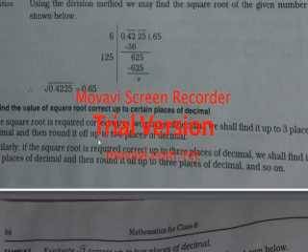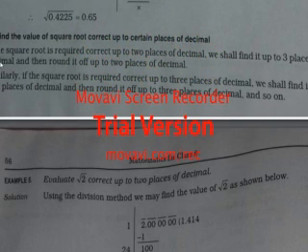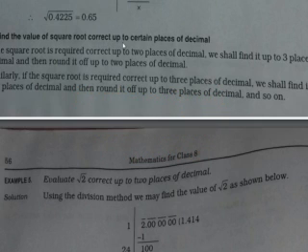Okay, so now here some notes are given. Let's see. Here it has been said to find the value of a square root correct up to certain places of decimal. If the square root is required correct up to 2 places of decimal, we shall find it up to 3 places of decimal, and then round it off to 2 places of decimal.